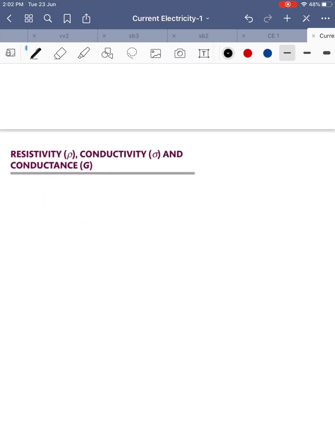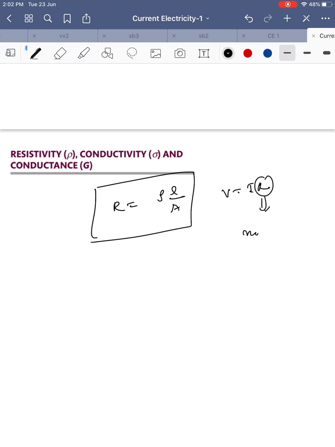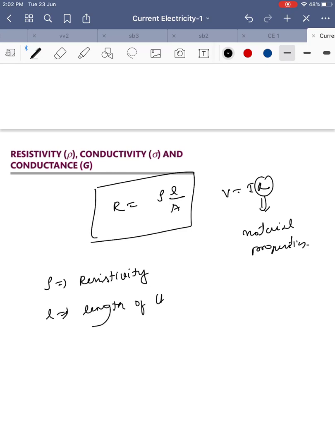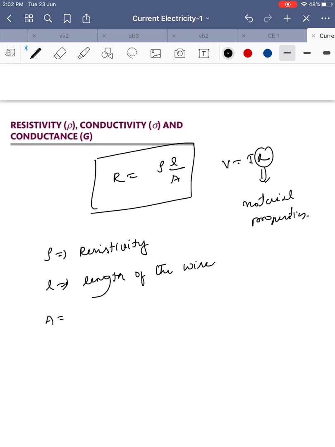Before that, resistivity, conductivity and conductance. Resistance R is equal to rho L upon A. In the previous expression we have seen V is equal to I into R. This R depends only on the material properties, not on any other properties. Here rho is said to be resistivity, L is the length of the wire, and A is the area of cross section.